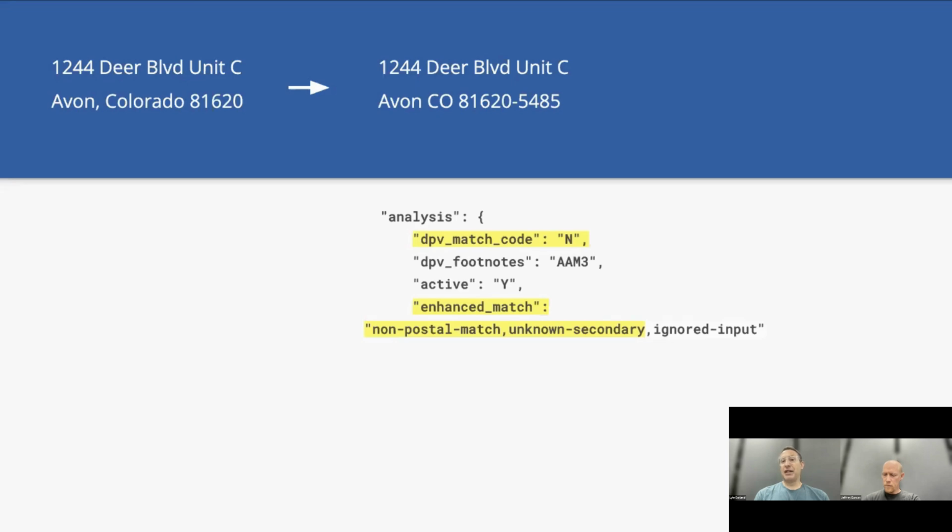And we definitely would recommend double checking with whoever submitted the address if you can. It's like we're not recognizing that unit C. You want to double check that.